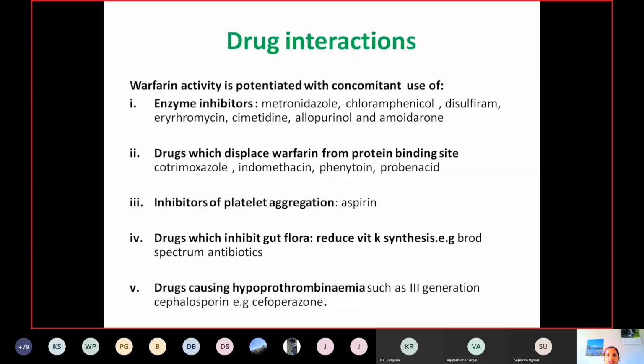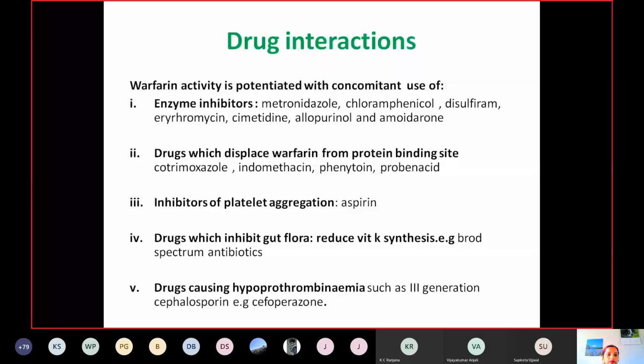So these things are very important, okay? While you are giving warfarin to the patient, some drugs increase the activity of the warfarin, while some drugs decrease the activity of warfarin. When there is a decrease in the activity, there is a subtherapeutic effect, okay, the drug is not working efficiently. When there is an increase in the activity of the warfarin, obviously there is a complication like bleeding. So you should be very cautious while prescribing this drug.